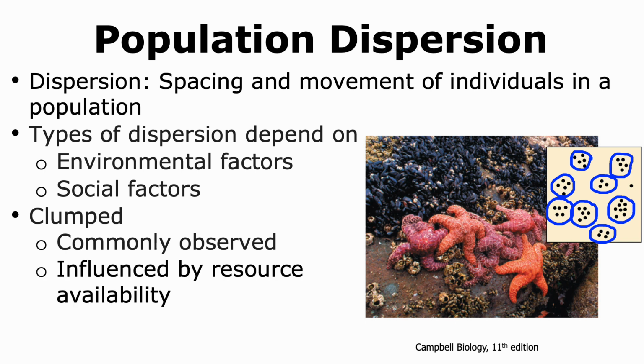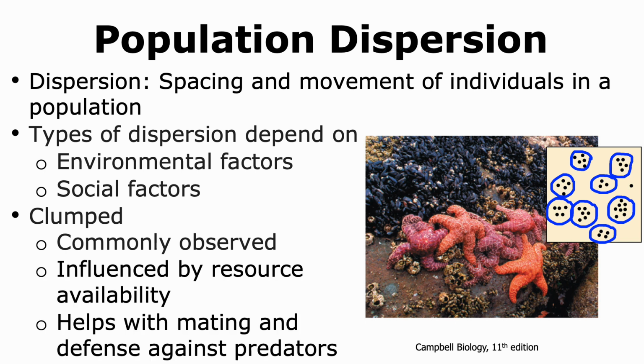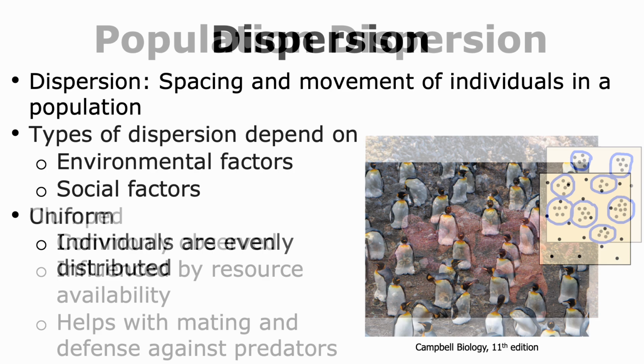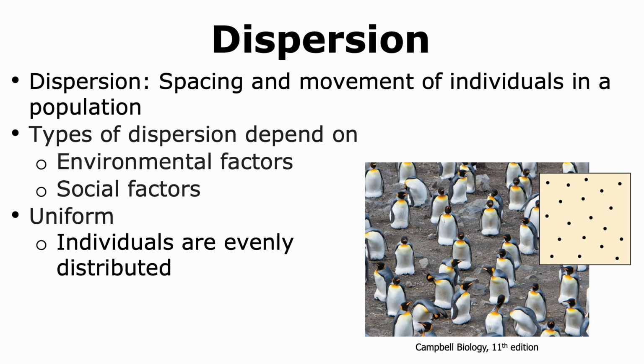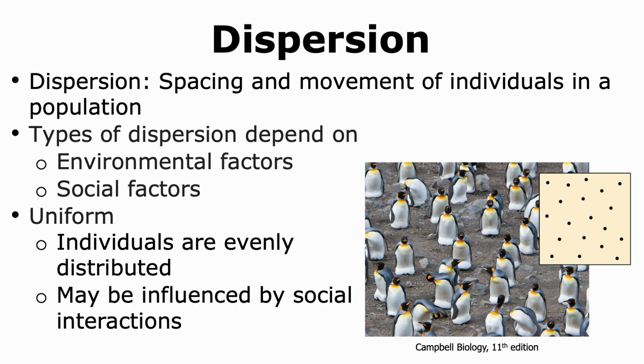The clumped dispersion is influenced by resource availability and helps the individuals of the populations with mating and defending themselves against predators because there are many individuals present in one group. On the contrary, uniform distribution occurs when individuals are evenly distributed in their range. The uniform distribution may be influenced by social interactions. For example, if the individuals are territorial, then they will ensure that only certain organisms are within their reach.